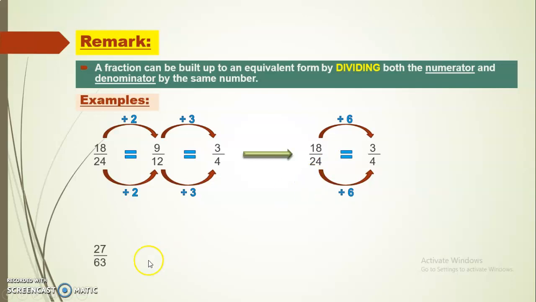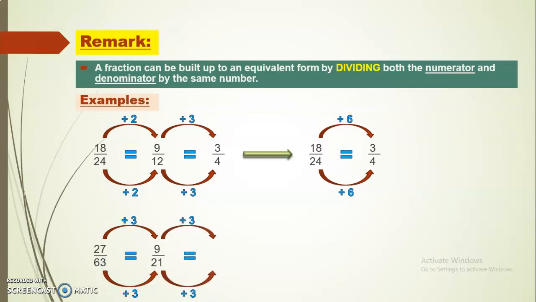Another one, 27 over 63. 27 and 63, I can divide by 3. 27 divided by 3 is 9, and 63 divided by 3 is 21. 9 and 21, both of them are in table 3, and I can divide them again by 3. 9 over 21 divided by 3 will be 3 over 7.